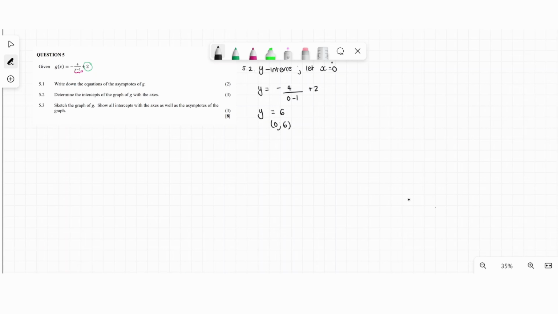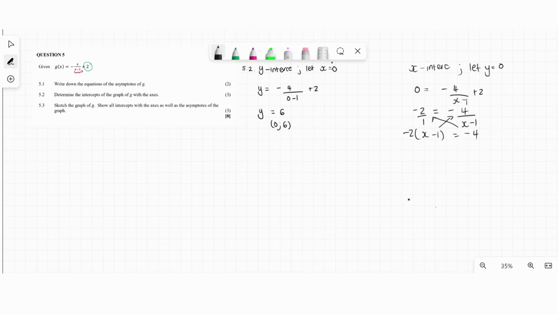Then for the x-intercept, you're going to say let y equals to 0. So here in the function, wherever we see a g of x, we're going to substitute 0. So it's going to be 0 is equals to negative 4 divided by x minus 1 plus 2. Take the 2 to the other side, so it's going to be negative 2 is equals to negative 4 over x minus 1. Then this is the same as divided by 1. So what we're going to do is we're going to cross multiply. So it's going to be negative 2 multiplied by x minus 1 is going to be equals to 1 multiplied by negative 4. It's going to give me negative 4.